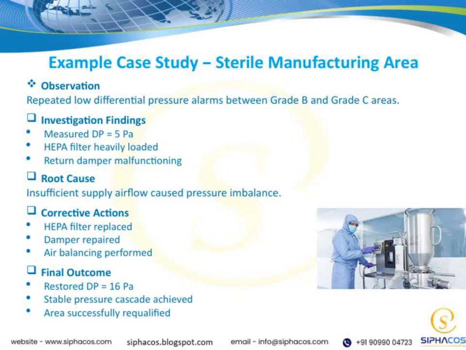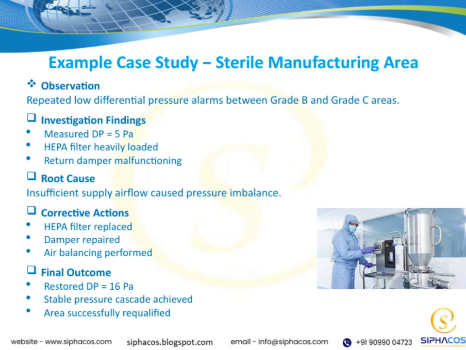The team noticed repeated low differential pressure alarms between grade B and grade C zones. Investigations showed the pressure difference was just 5 pascals, far below the target. They found a heavily loaded HEPA filter and a malfunctioning return damper. The root cause was insufficient supply airflow, which threw off the pressure balance.